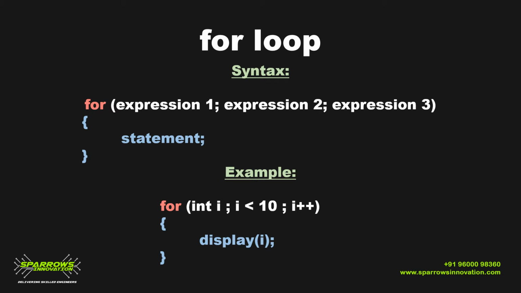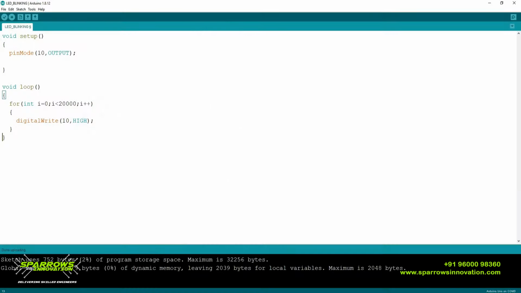So if i is less than 10, it will display the content, and then again i will be incremented, until it reaches 10. So you can make this function display execute around 10 times. By using this for loop, you can make a delay function. So in the program I'm using a for loop to make my delay function.